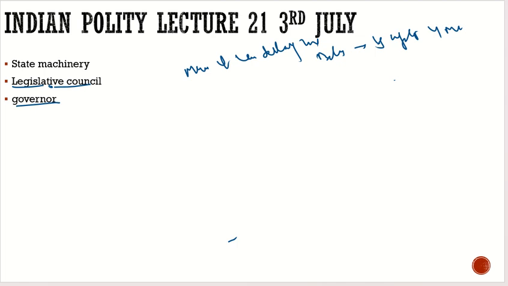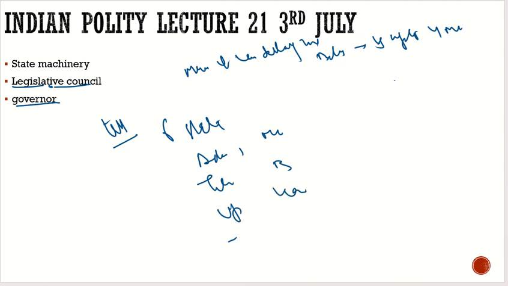So till now, how many states have the legislative council? This question can be relevant for your prelims preparation. It is 6 states. Andhra Pradesh and Telangana have the legislative council. Maharashtra, Bihar, UP and Karnataka also have it. Before, when Jammu and Kashmir was a state, it also had the legislative council, but right now that is not even a state. That is a different topic. Presently, 6 states have the legislative council.